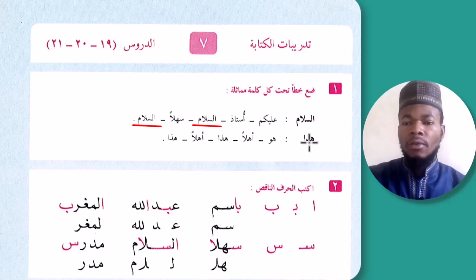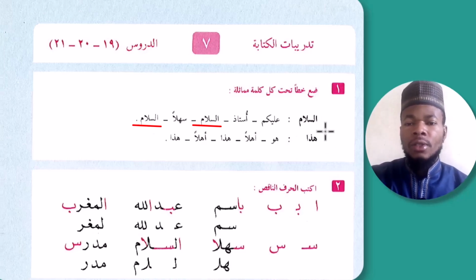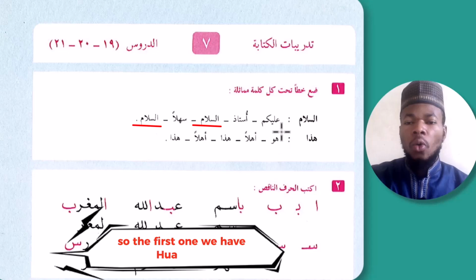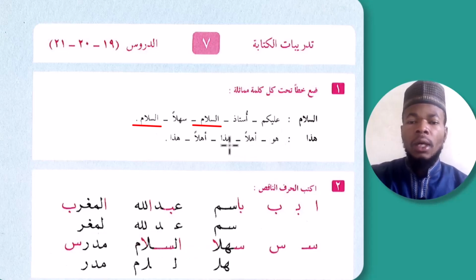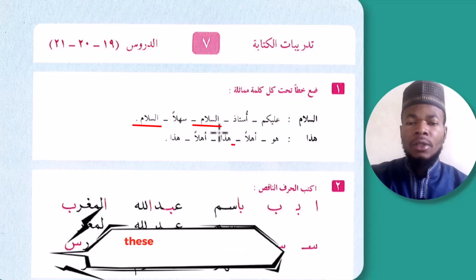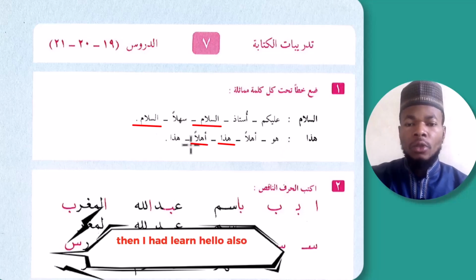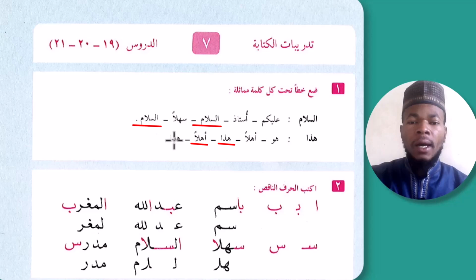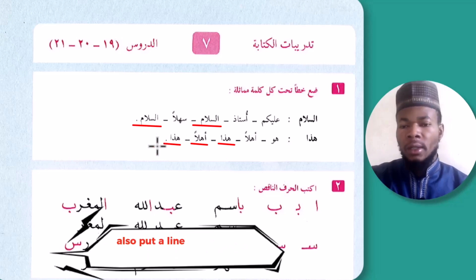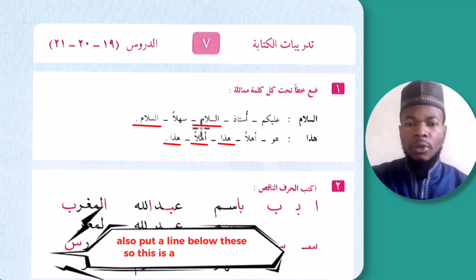Then number two, we have hada, which is this. So the first one we have huwa, he, ahlan, hello, hada, these. So we'll put a line below this because we already have a similar one. Then ahlan, hello, also put a line below it. Hada, these, also put a line below this. So this is pretty simple.